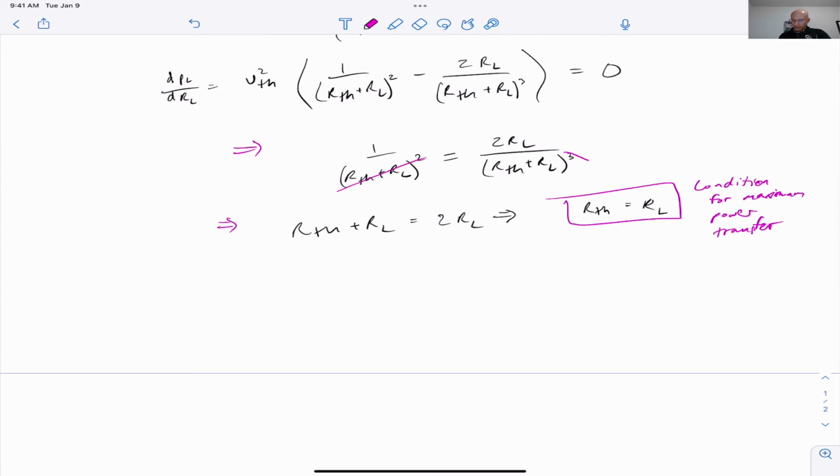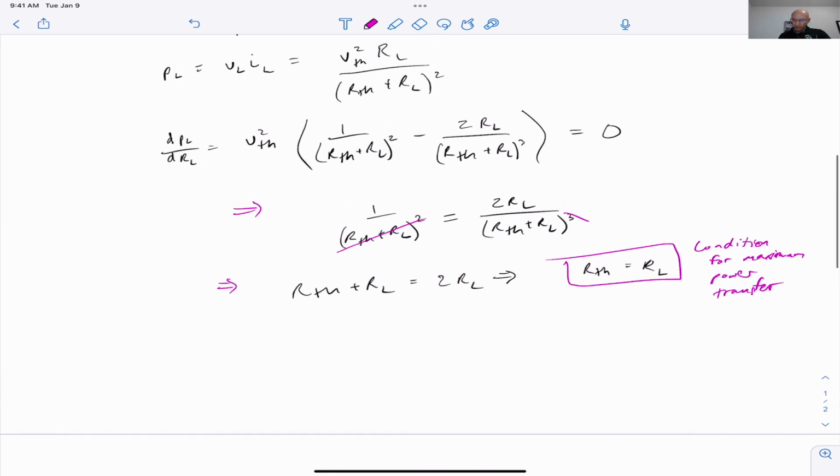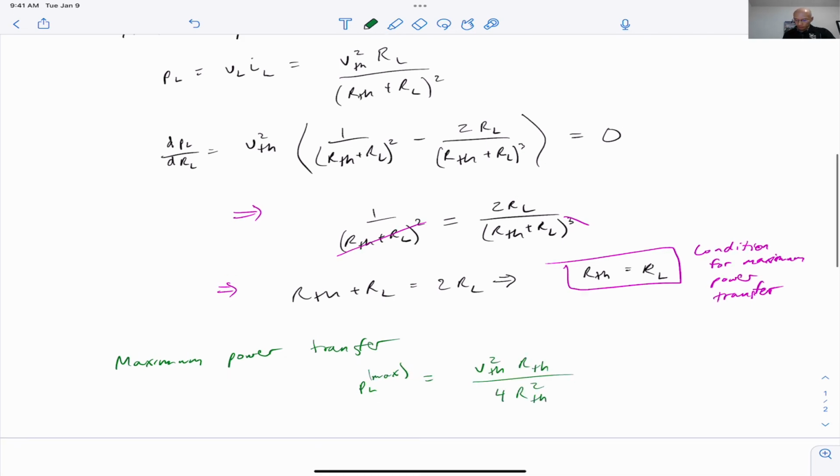Also, we can use that condition and plug it back into our power expression. There's our power expression. And we can calculate what the maximum power transferred is. So we'll use this R Thevenin equals RL, and we'll write our maximum power as this. Right, so that just comes from the equation above, and everywhere we see a load, well, we know its value for maximum power transfer, which is just R Thevenin. We put that in, and you get this expression.